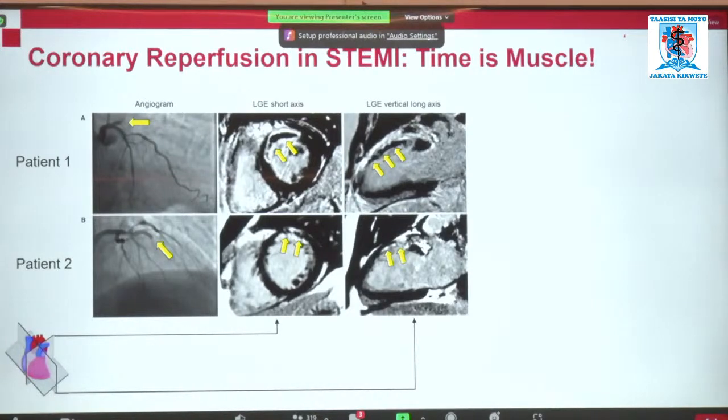Because time is muscle. The longer you wait to open up an infarct-related artery, the more likely you're going to get heart failure and a larger infarction. I'll just sort of skip through some of this.